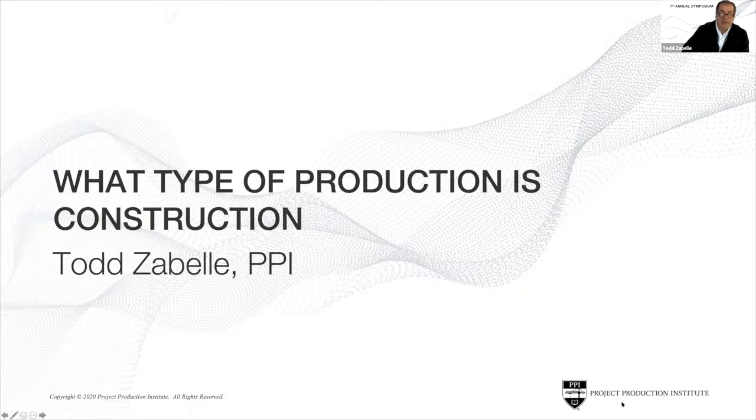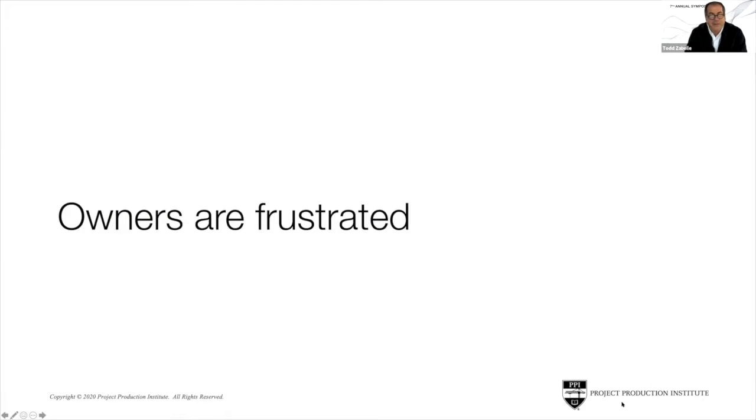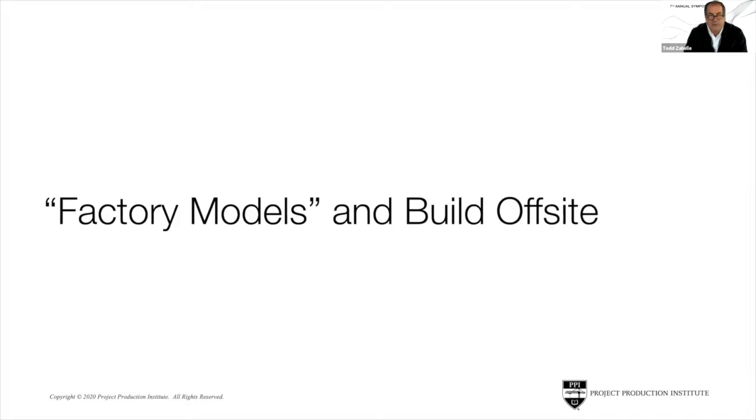So starting off here, it seems that in our discussions and observations within the engineering and construction industry and its customers, owners are frustrated. There's a lot of talk amongst owners about we're going to move to a factory model, make this stuff off site, get it out of here. I've been told I'm not going to have the necessary labor to do the work that I need to do. We need to standardize, we need to modularize, we need to do something.